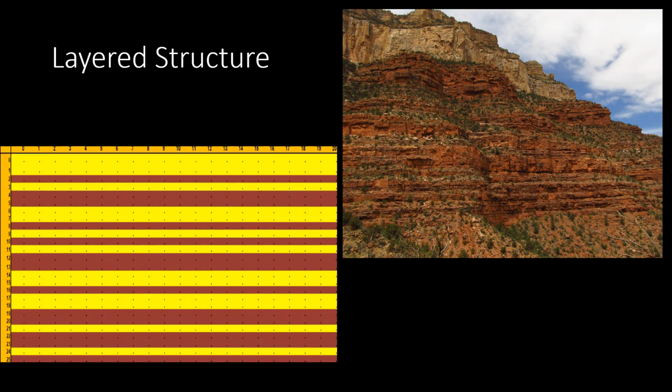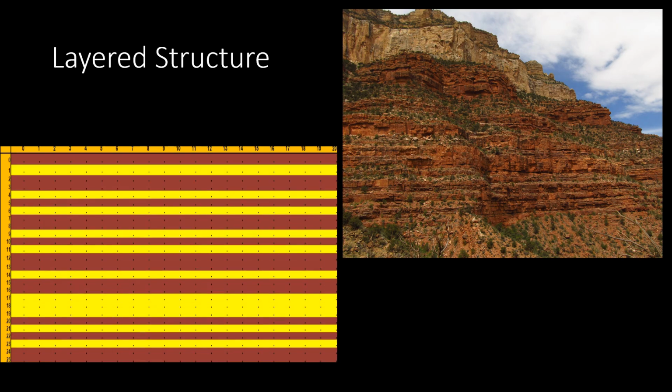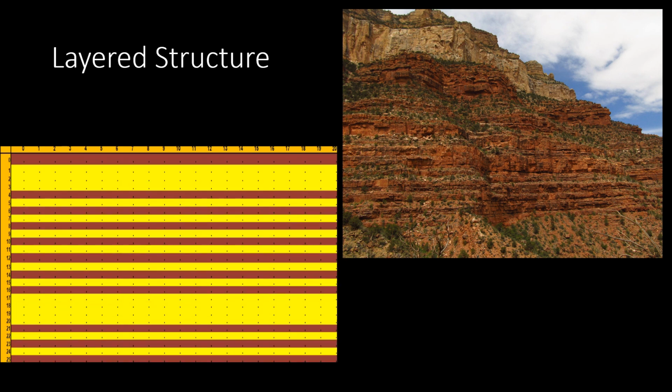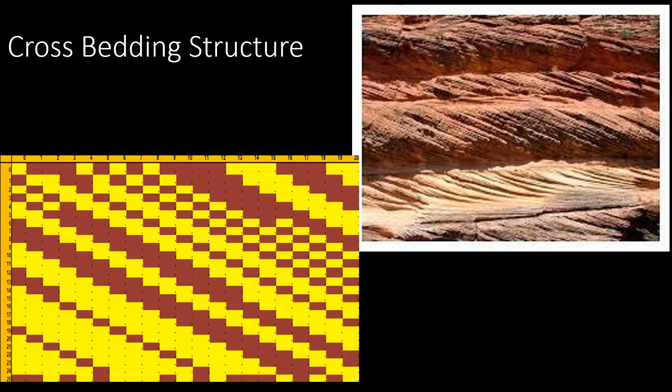Next, a layered structure. Here the vertical and horizontal probabilities are more balanced, so the chain still prefers to persist, but switches between states more often top to bottom, building a sequence of distinct, stacked layers rather than one continuous sheet.